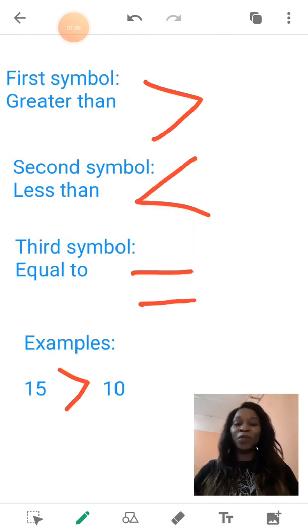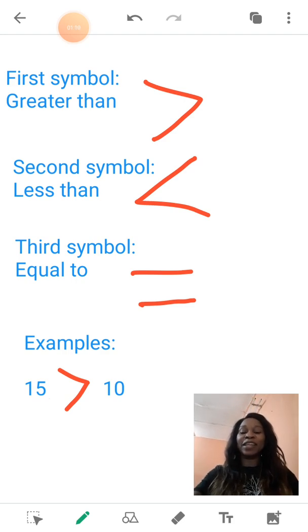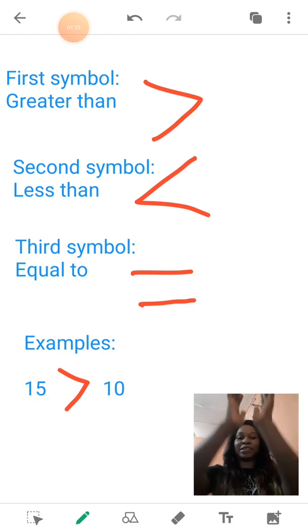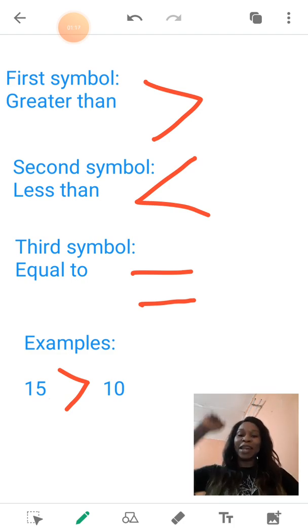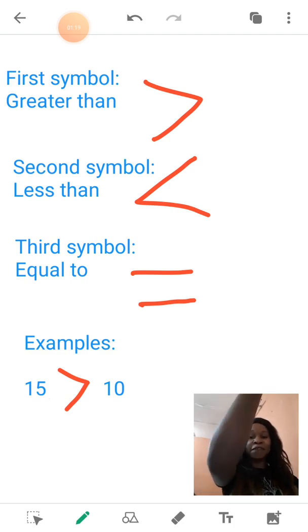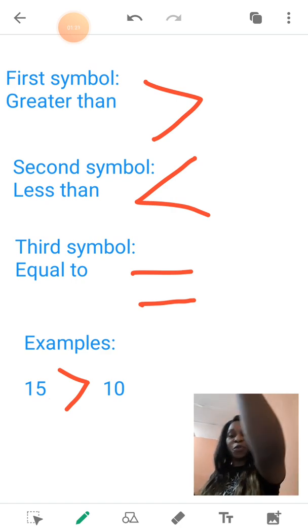Now, the first symbol we are going to be looking at is greater than. Now, look at my two hands. We're going to form the greater than sign. Where is my left hand? This is my left hand. So I would like you to identify your left hand and identify your right hand.